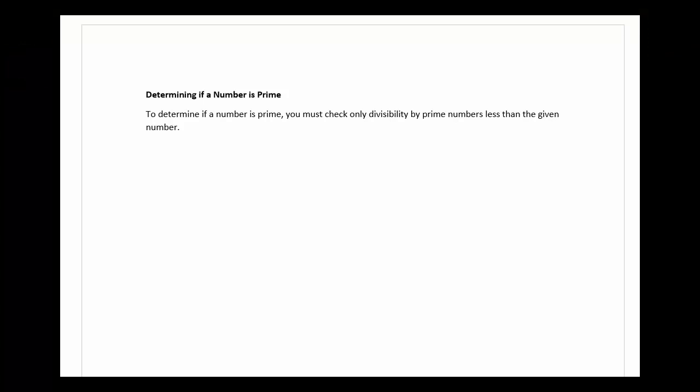Now that we've got a way to figure out how many divisors there are, let's talk about how we can figure out what those are. We're going to look at determining whether or not a number is prime. We only have to check prime numbers up to a certain point, and the biggest thing I want you to remember is the square root of n, where n is our number. All I have to do is check primes up to the square root of n. As long as I've done that, I know I've caught all the possible factors that would divide into that given number.